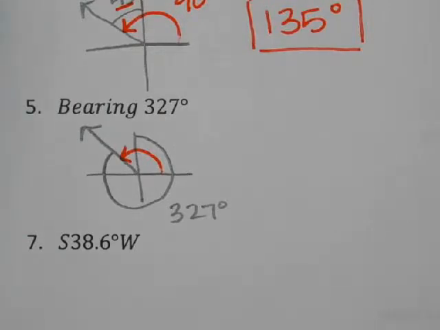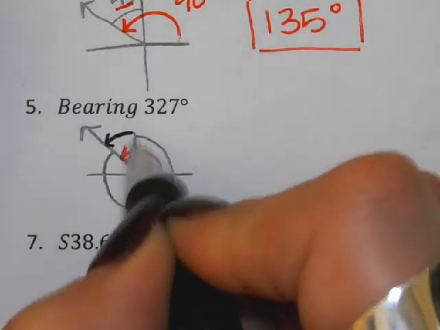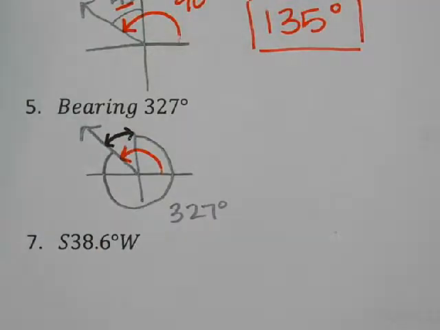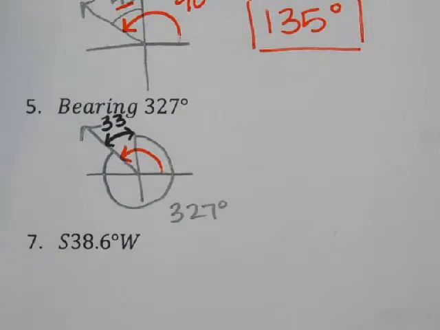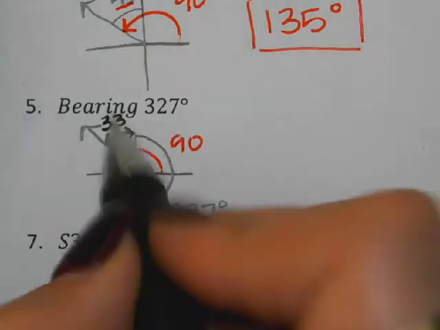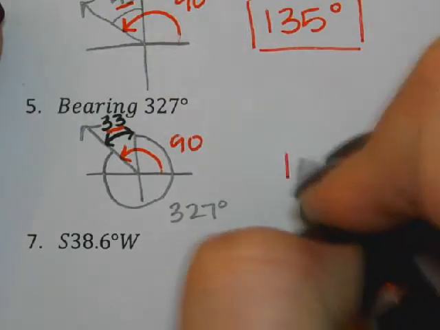Okay. So if we do 360 minus 327, then that helps us find that little piece right there. So 360 minus 327 is what? 33. So that means this little piece right here is 33. And then when we measure the part in red, we're going to say 90 for the first quadrant plus that 33 gives us what? 123.